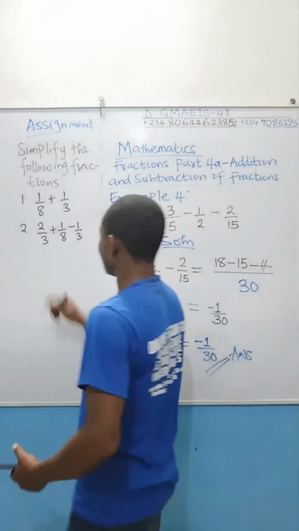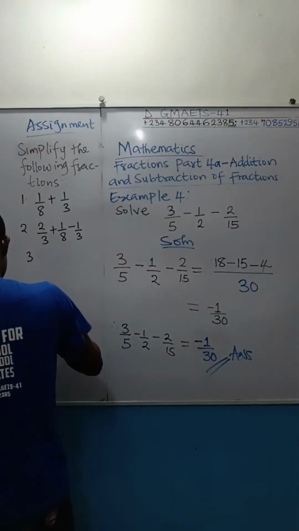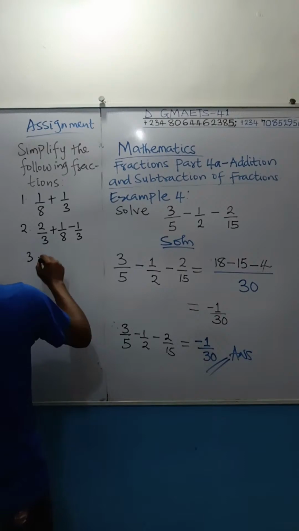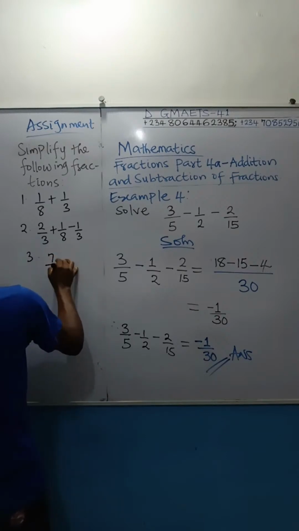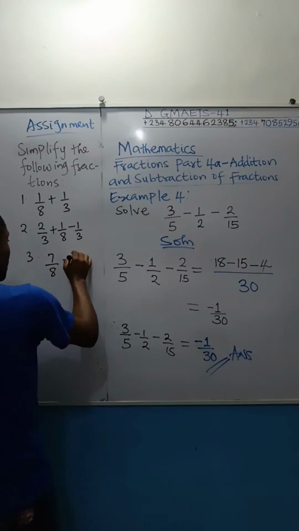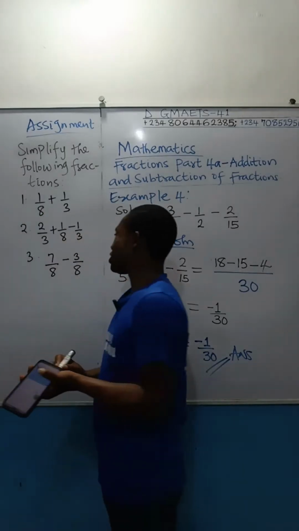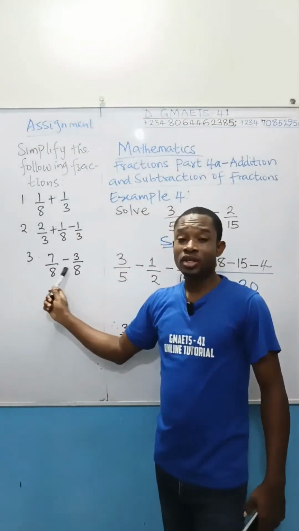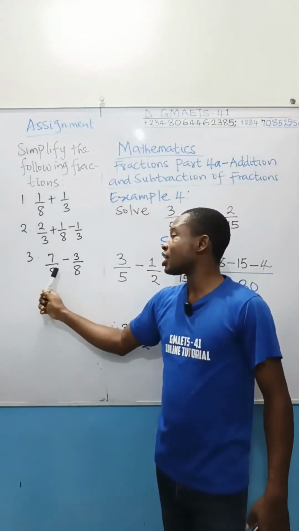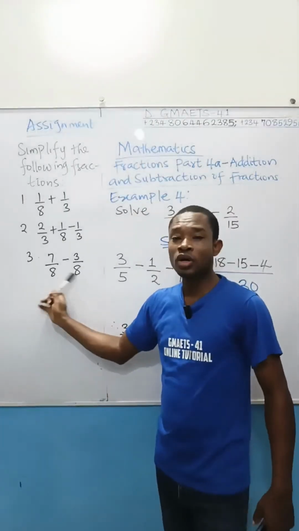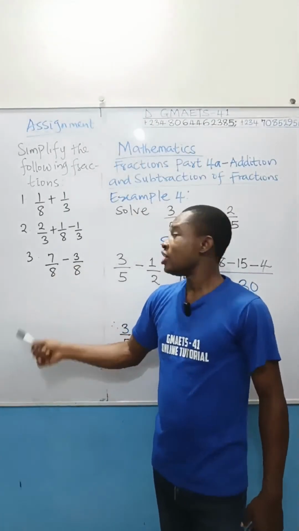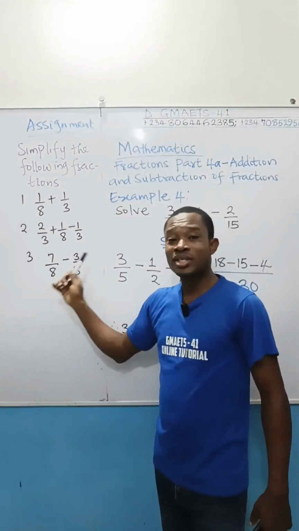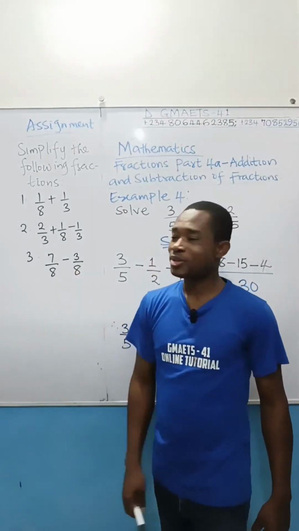Or do I add another one? Let me make it 3 for you. How about this? 7/8 minus 7/8 minus 3/8. I didn't solve any question like this when the denominators are the same. If the denominators are the same, the LCM is simply one of the denominators. Are you getting me right?